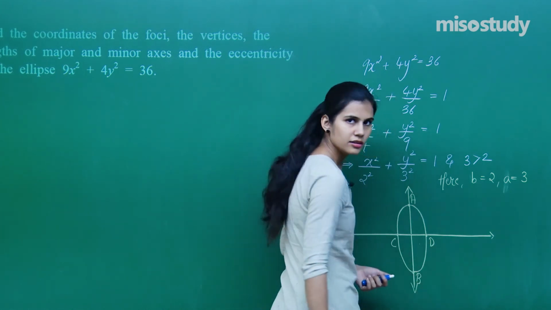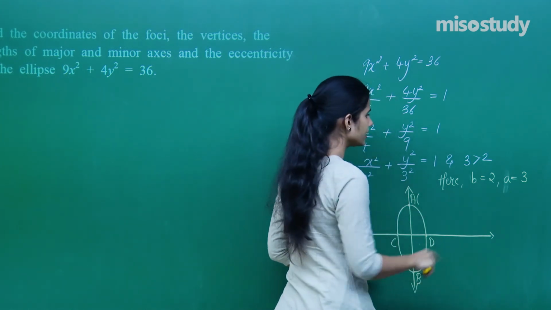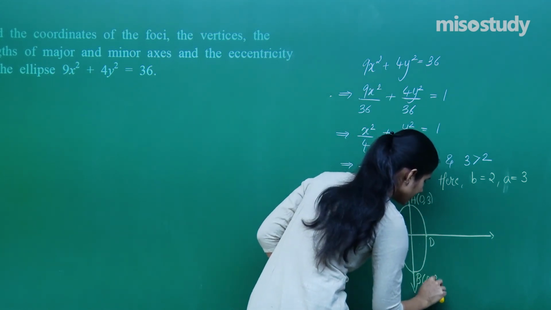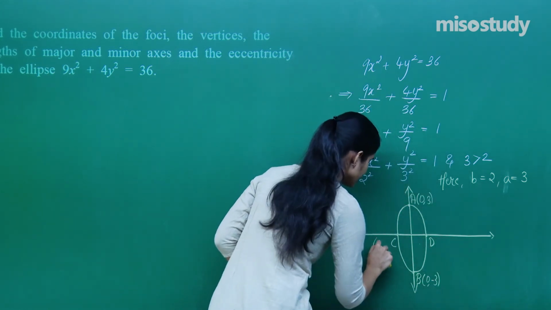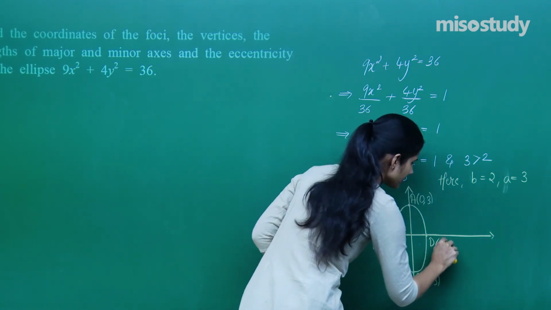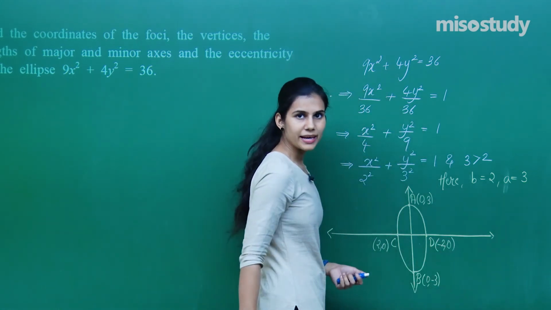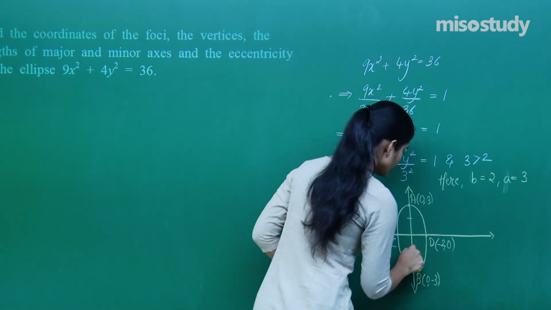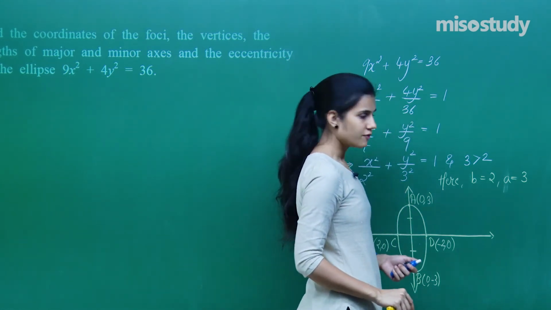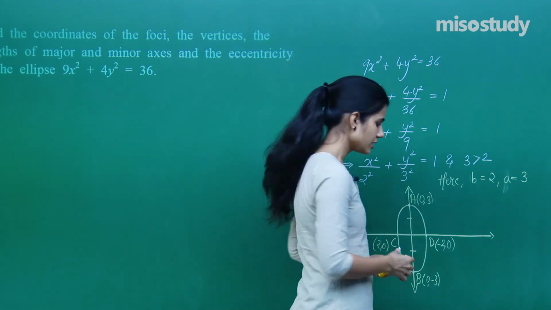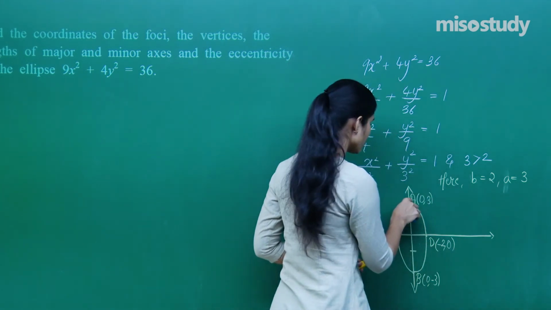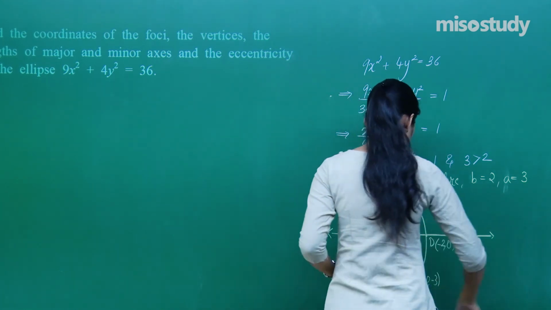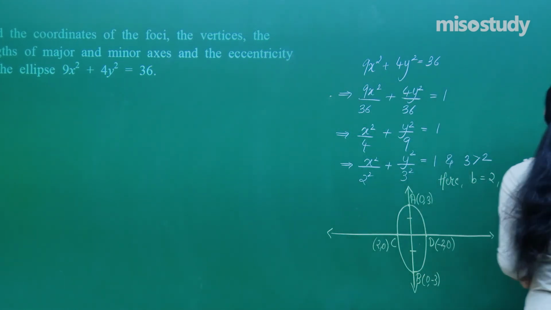Clear? Fine. A has coordinates (0, 3) and this is (0, minus 3). C has coordinates (2, 0). This is (minus 2, 0). The minor axis is CD, the major axis is AB. Somewhere here would be my focus. Fine, somewhere here would be my focus. So basically I have got the coordinates of the vertices (0, plus minus 3). Fine, let's find out the coordinates of the foci.